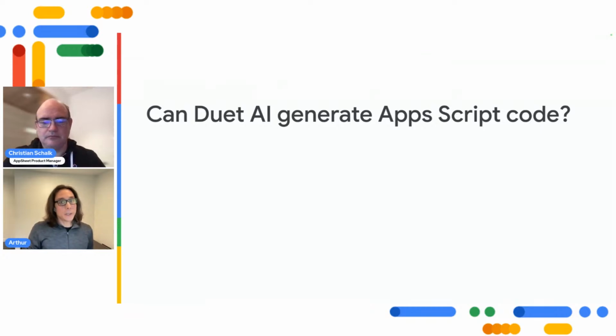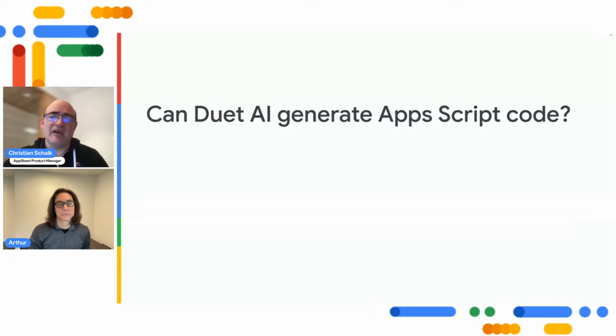Can Duet AI generate AppScript code? Do you want to take that one, Christian? There we go. I was responding to a chat text as well. So with AppScript code, you can, in general, because AppScript is JavaScript, but it has access to a number of different classes and beans. You basically can create JavaScript today with Bard, and to that end, you can create the non-AppScript class or beans type of code.